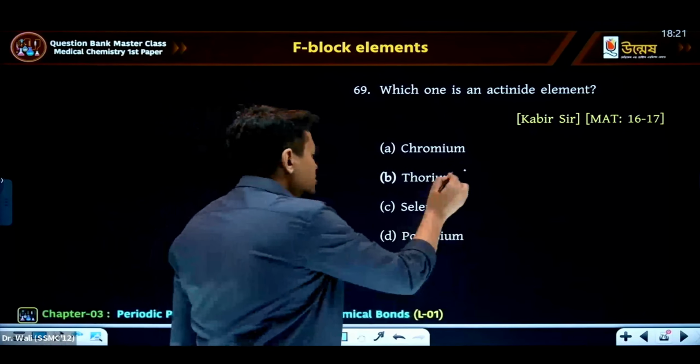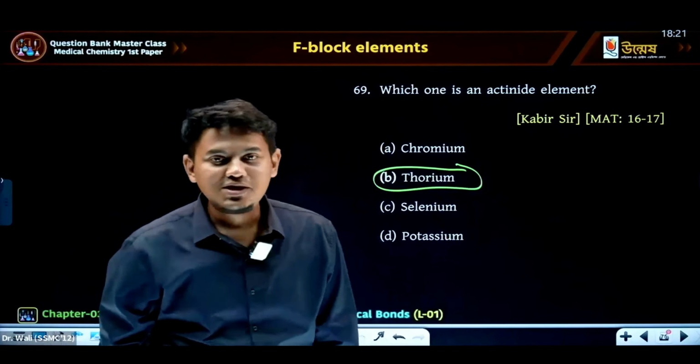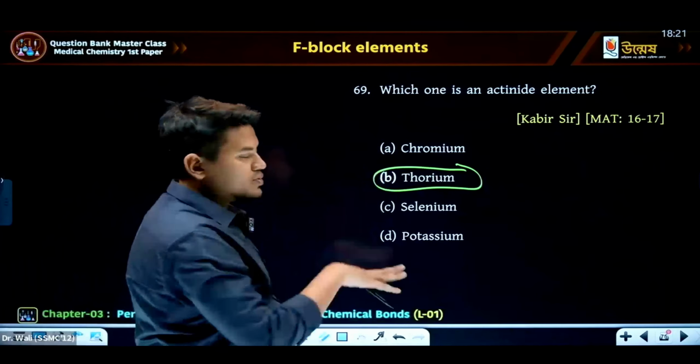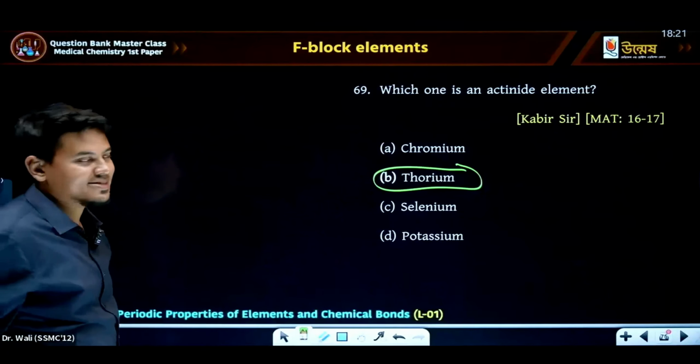Which one is an actinide element? Though thorium is a D block element, it falls within the actinide series. That's why I can say that this is the actinide element, and it appeared in the admission test of the 16-17 session. The rest of the options are not even near the actinide series.